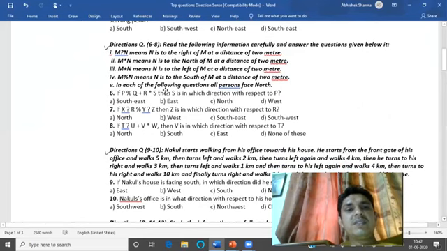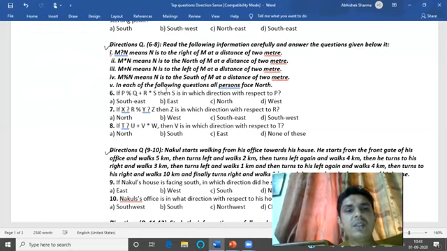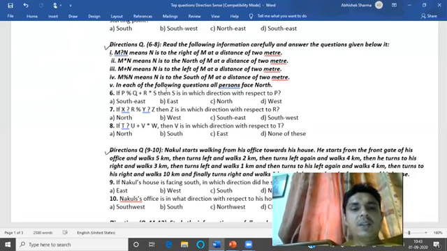Okay, my third set is question number 6 to 8. The question is, read the following information carefully and answer the questions given below. Here the statements are like M question mark N means N is to the right of M at a distance of 2 meter. M asterisk N means N is to the north of M at a distance of 2 meter, and so on and so forth. The directions are given.